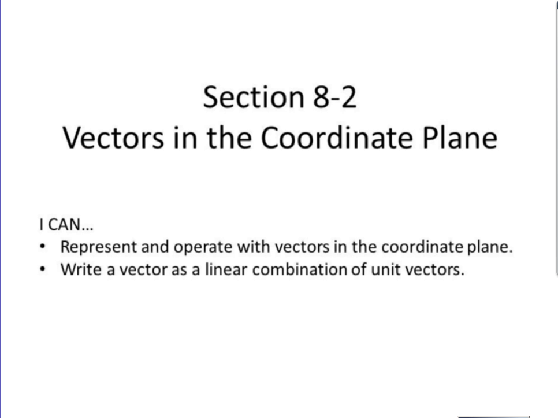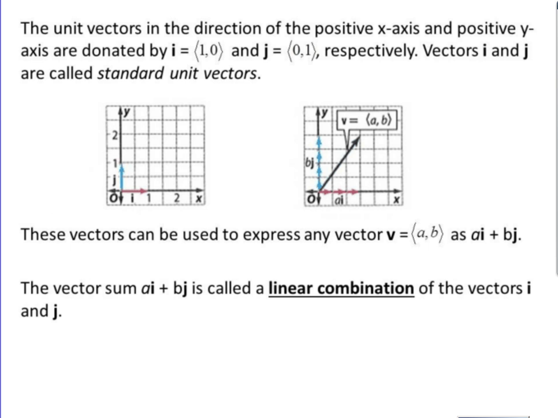This is section 8.2, part B, vectors in the coordinate plane. The unit vectors in the direction of the positive x-axis and the positive y-axis are denoted by vector i, which ends at coordinate (1, 0), and vector j that ends at coordinate (0, 1), respectively. Vectors i and j are called the standard unit vectors.